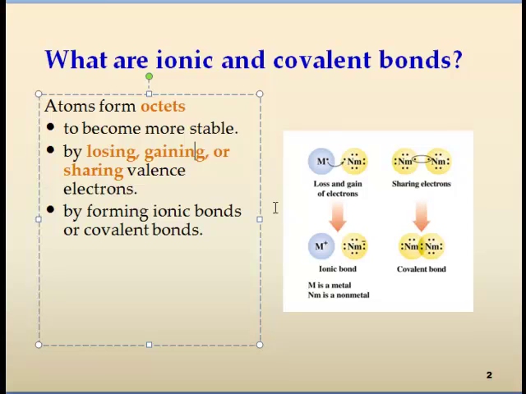Okay. So the charged particle is called an ion, and an attraction between a positive charged particle and a negative charged particle results in what is called an ionic bond.